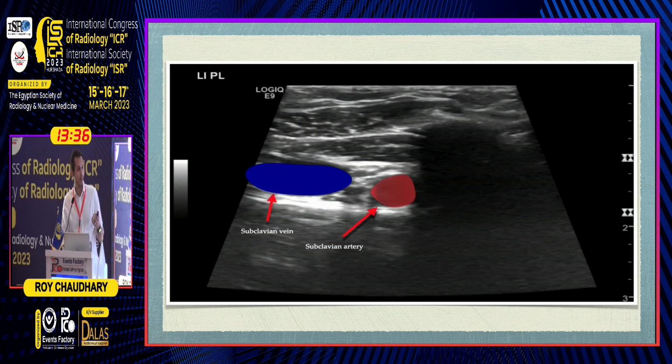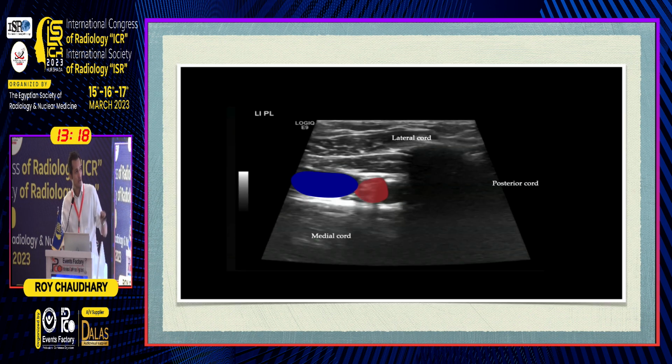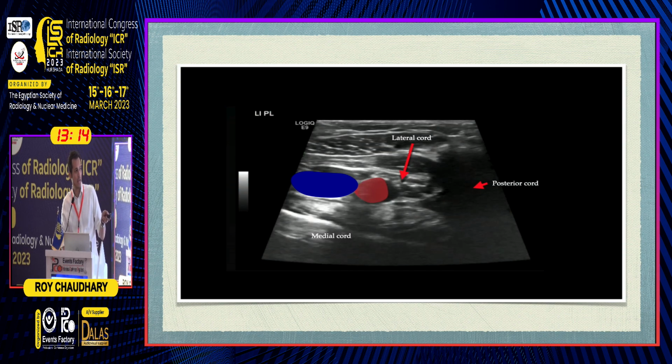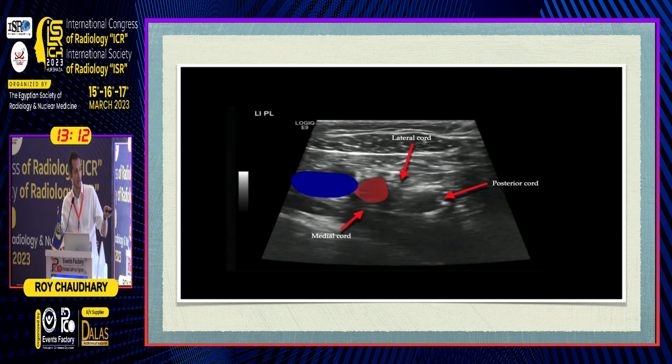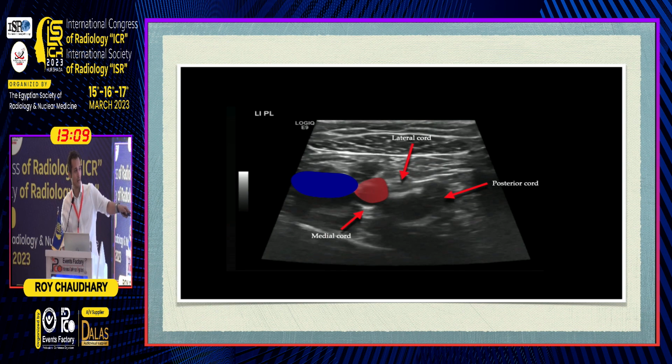So what we did, we went with ultrasound, and the landmark for the brachial plexus is the neurovascular bundle, the subclavian artery and the subclavian vein, and the cords, the medial, the posterior, and the lateral cord, surround these vessels. So you can see, I'll scroll through this ultrasound, you can see the lateral cord there, you can see the posterior cord there, and you can see the medial cord out here, okay? So I'll just mark it there. So lateral cord, the medial cord.